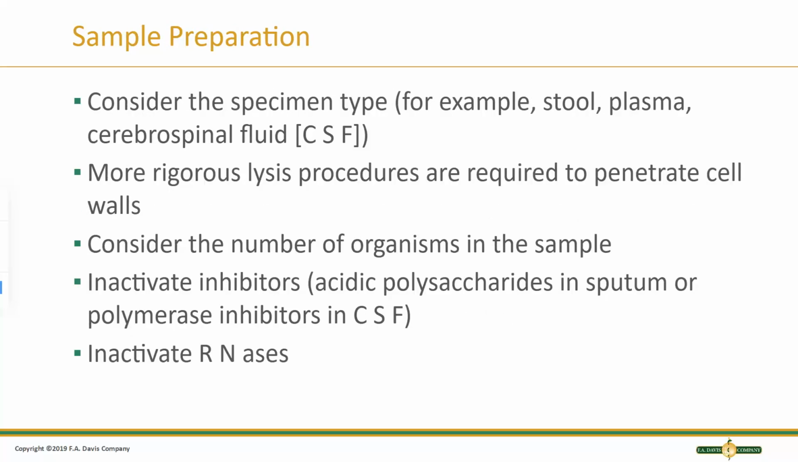Consider the specimen type, for example, stool, plasma, cerebrospinal fluid. More rigorous lysis procedures are required to penetrate cell walls. Cell walls are different from doing an extraction on human cells. If you want to get through the cell walls, you need a pretty rigorous lysis procedure to break open bacterial cell walls, or even yeast or any type of fungal cell walls. Those are a lot more rigid and difficult to penetrate, so that has to be kept in mind as well.